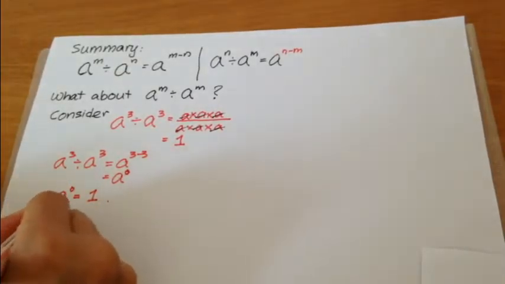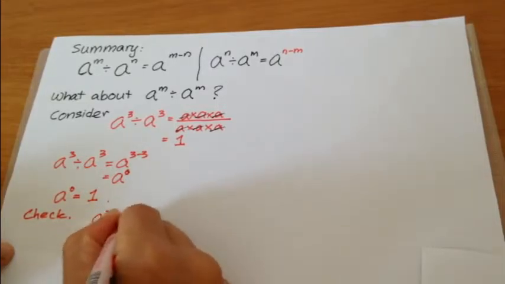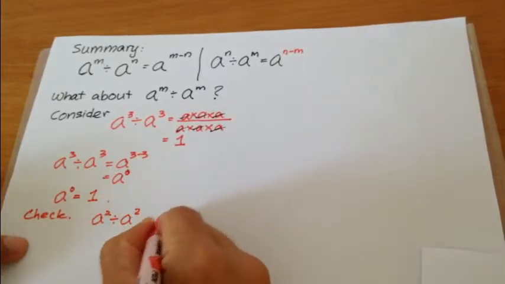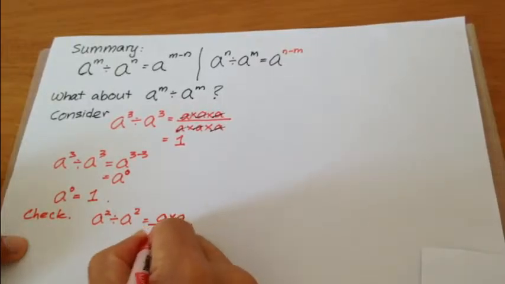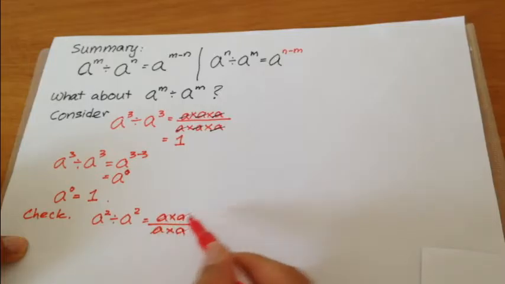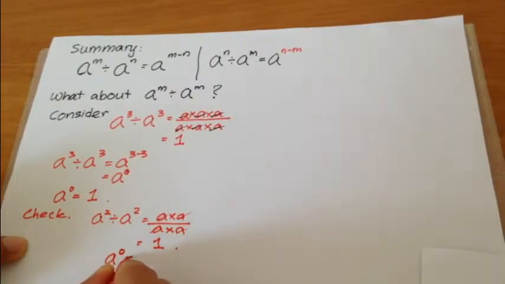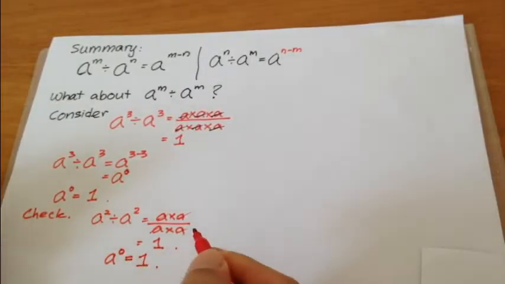I can do another check. How about a squared divided by a squared? Well, that would be a times a divided by a times a. And by cancellation, you will see that this is also equal to 1. Therefore, it must be the case that a to the power of 0 is defined as 1.